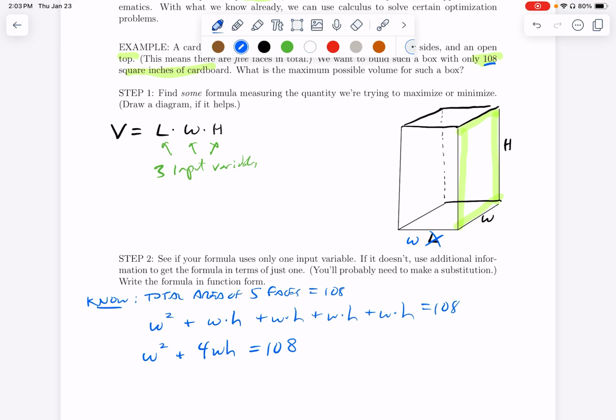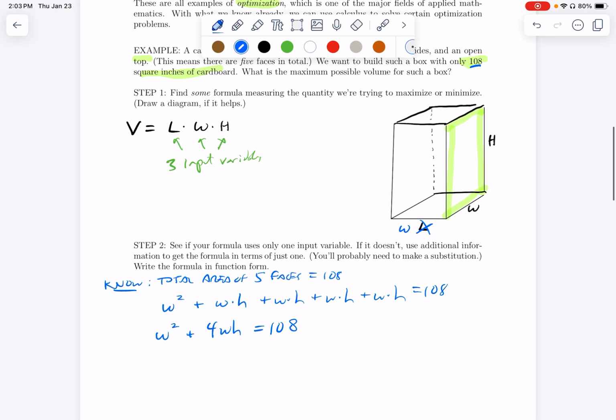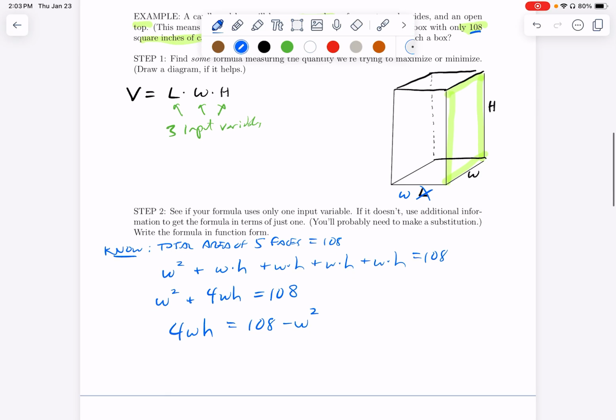So what we can realize here is that there's actually a relationship between width and height. I can't just pick them independently, they have to be related by this equation. So now what I can do is isolate one of the variables. And I notice H only occurs once, so that will probably be easier. I can say 4WH equals 108 minus W squared. So H equals (108 minus W squared) over 4W.